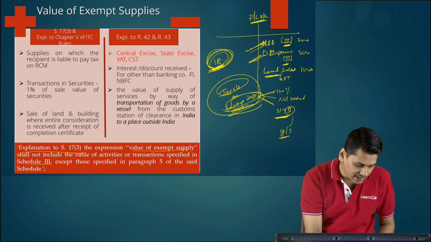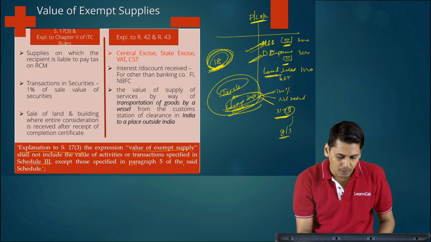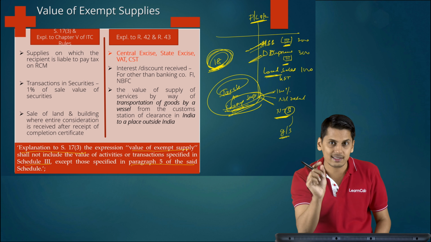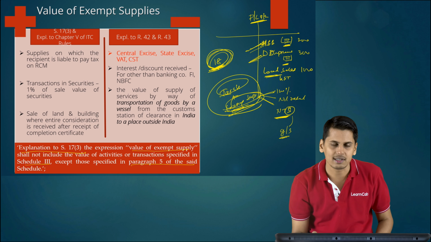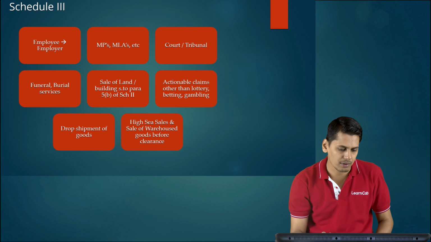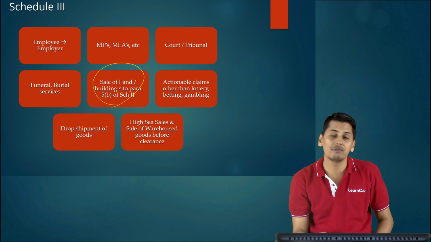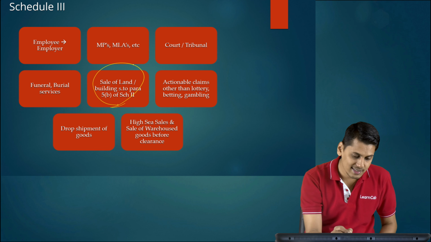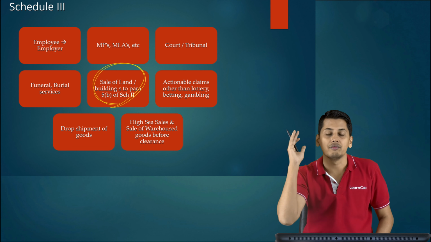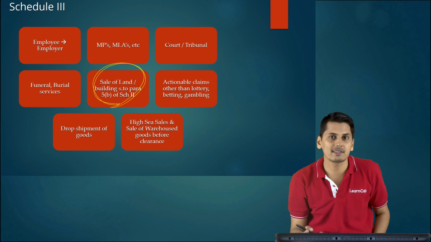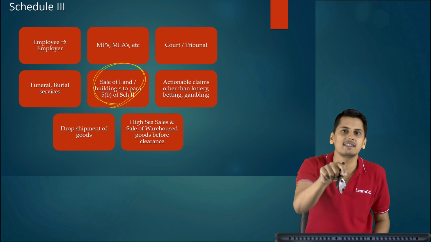But read further, except those which are specified in paragraph 5 of the said schedule. So excepting paragraph 5 of the said schedule, other activities are not to be reckoned in the value of exempt supplies. Now friends, what is paragraph number 5? It is sale of land and building subject to paragraph 5b of Schedule 2. So this sale of land and building alone will be included, even though sale of land is neither a supply of goods nor a supply of services according to Schedule 3 of the CGST Act.